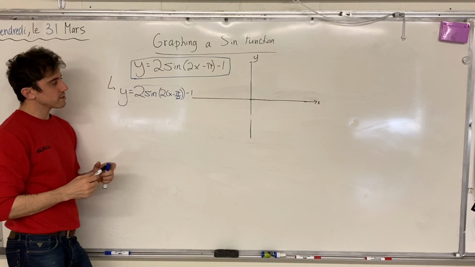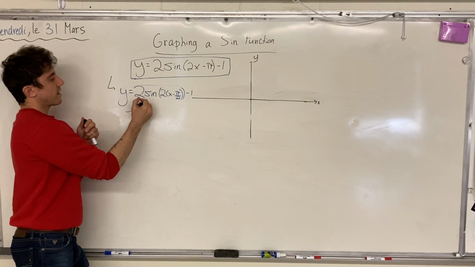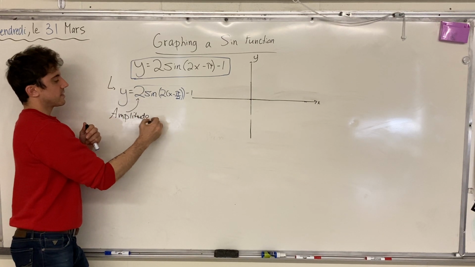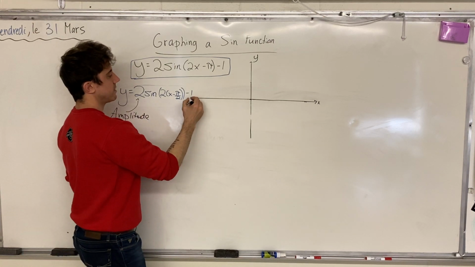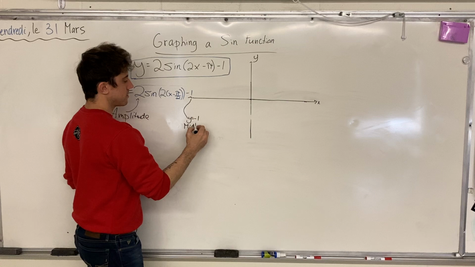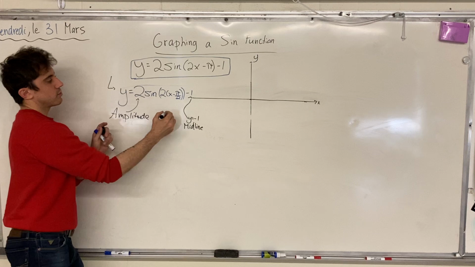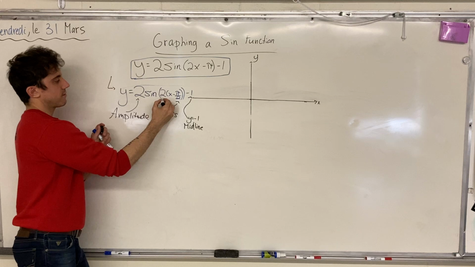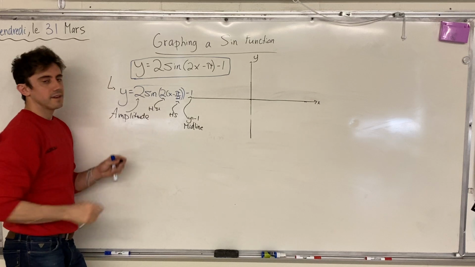Now to look at the details of it. In the typical transformational form that you're used to seeing, the 2 acts as our amplitude, our vertical stretch, as you might have heard it called. That tells us how far up and how far down we're going to go from the midline. Speaking of midline, this is going to be our midline at y equals -1. So that'll be our sinusoidal axis. Next, we'll have our horizontal shift, and then we'll have our horizontal stretch.